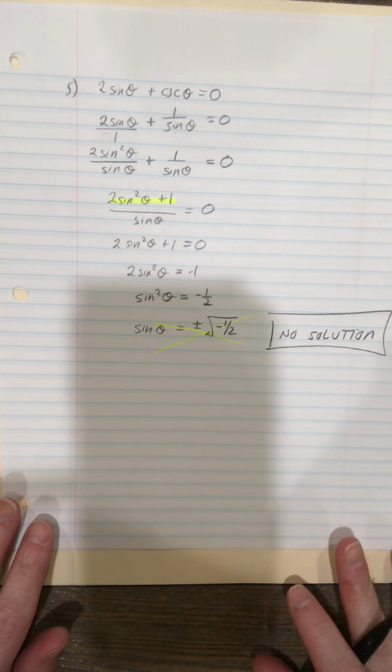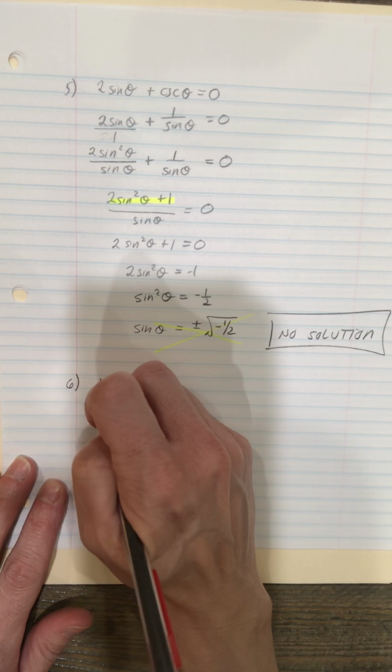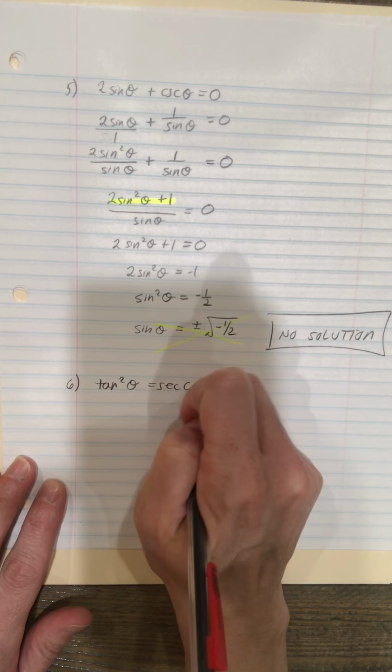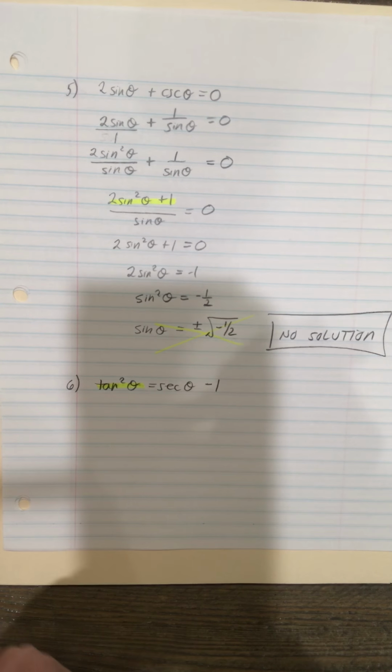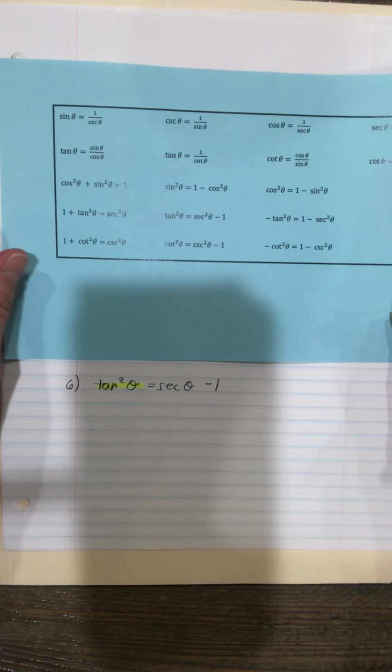All right, let's take a look at 6. If I look at number 6, I have tan squared theta is equivalent to secant theta minus 1. And again, guys, we need to try to write this in terms of one trig function. Make our lives easier. So if I want to do that, I want to substitute something in for my tan squared.